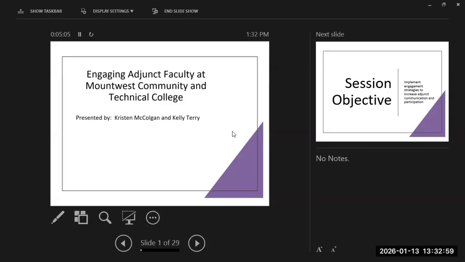So I think the hope is that if we can get our adjuncts more actively involved, that inherently is going to roll over into improving student success and retention, which is what we've been spearheading here lately. So hopefully this information can be a little bit helpful in that regard.